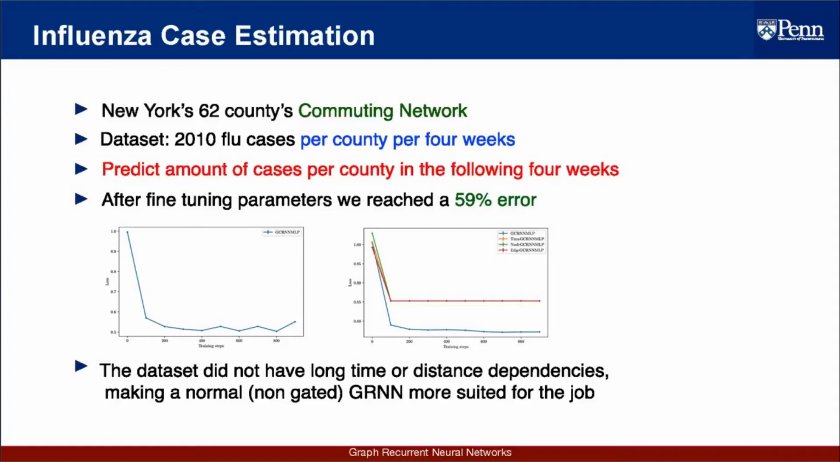Given that we were relying only on one dataset, that is, one snapshot of a history of flu cases in New York, we decided to split the counties, the nodes of the graph, between the training, validation, and test nodes. That is, we were going to train the neural networks on the first nodes and test it on the last ones. With the first set of hyperparameters on the neural network, we could only reach around 89% of error.